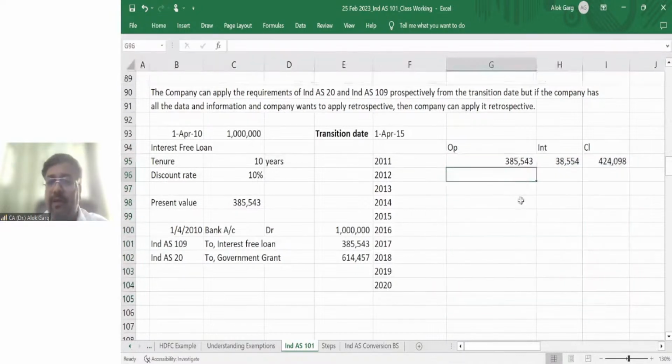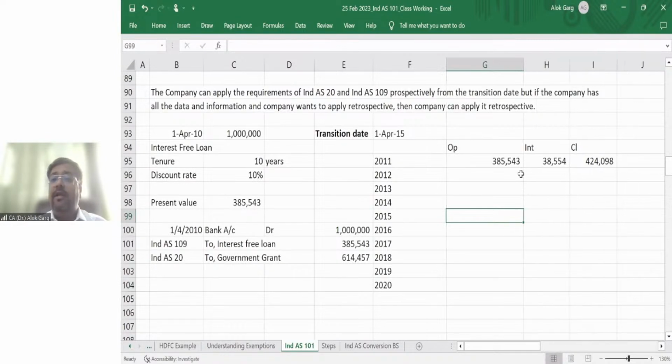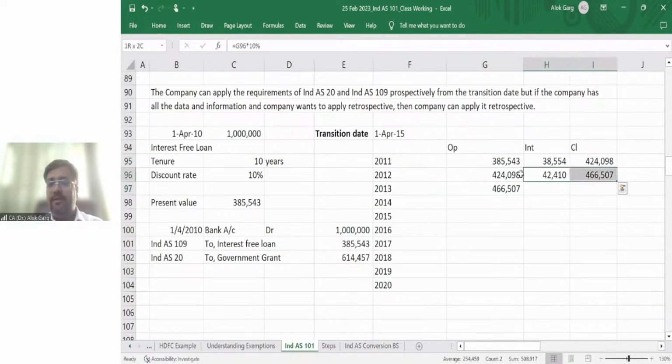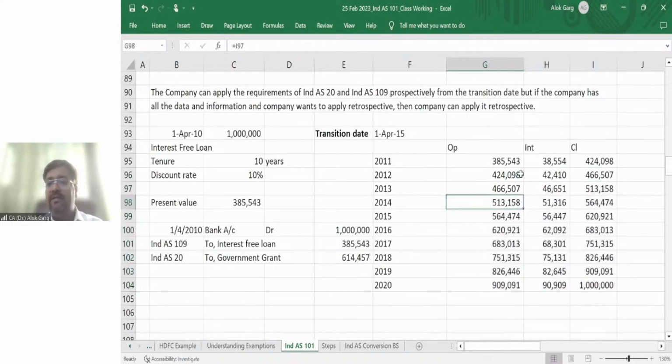Please listen to this carefully. Please understand this carefully, and it will tantamount to a revision also of the Ind AS 109 concept, right? Now in the next year it will become opening, then interest, then this plus this is equal to closing. In the next year it will become your opening. Same. When you do this calculation for the next 10 years, at the end of 10 years, this 385 will become your 10 lakh rupees, right? And every year you have to pass an accounting entry of interest account debit to interest-free loan account, right? Every year.